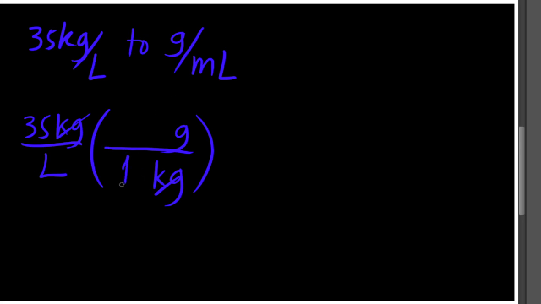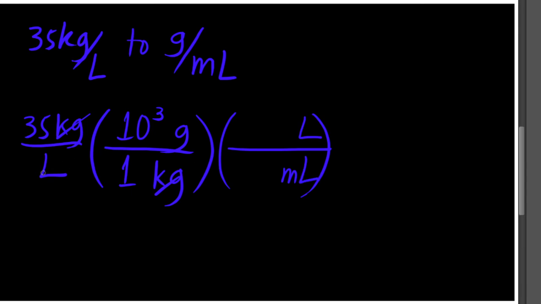Kilogram is larger, so it gets the 1. How many grams are there in a kilogram? Based on our table, that's 10 raised to 3. Okay. Next, we want to remove liters. Since liters is at the bottom, we put it on top. And we want to convert to milliliters. Let's cancel liters. We know that liters is larger, so it gets the 1. How many milliliters are there in a liter? You know that it's 10 raised to 3. So as you can see, the remaining units are grams and milliliter, which is exactly what we need.